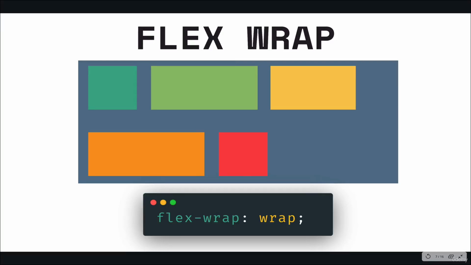Next up, we've got a quick one. It's a property called flex wrap, and it determines whether our elements are going to wrap along the main axis onto a new line, if it's horizontal, or a new column, if it's a vertical main axis.